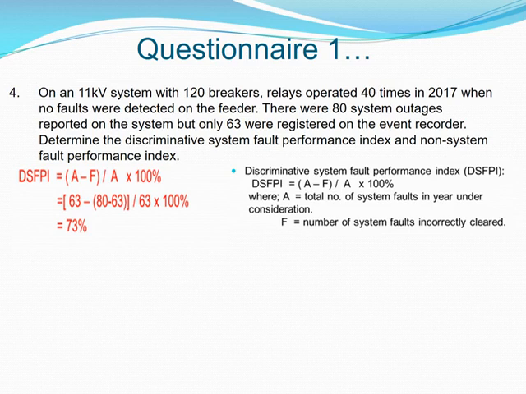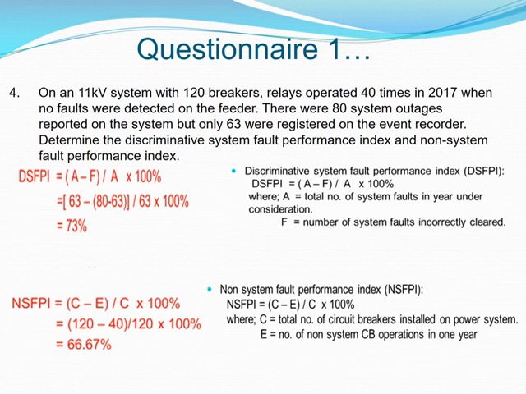Then for your F, which was the number of system faults incorrectly cleared, we take the 80 system outages and subtract the 63 that were registered on the events recorder to get the difference. That difference constitutes F, your number of system faults incorrectly cleared. They were incorrect faults; they were not system faults. That's why they were incorrectly cleared. And we have there 73%.